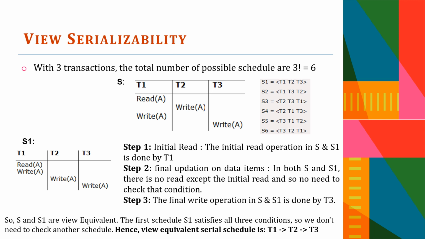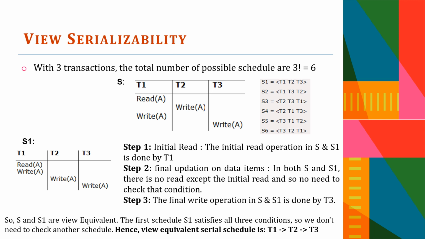Let us look into the first schedule, S1. The order of the transactions is T1 followed by T2, then T3. We need to check whether the schedule S1 is view serializable or not, and for that, we need to check the three conditions. The first condition is initial read. We check whether the initial read operations in S and S1 match. In S, it is done by T1, and in S1 also it is done by T1. So the initial read operation in S and S1 is done by the same transaction, and that condition is matching.